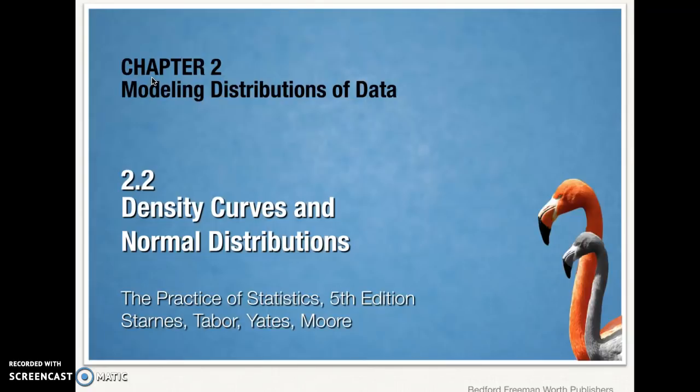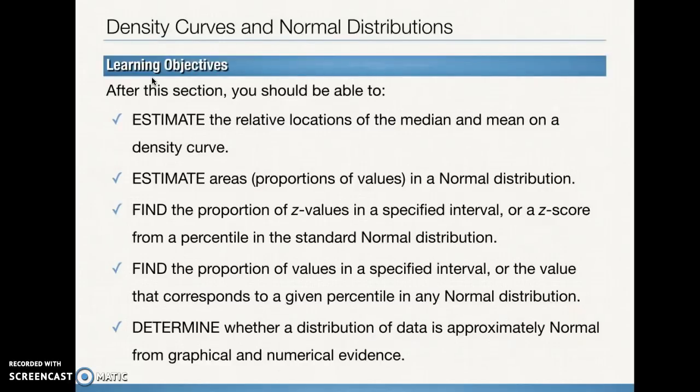This time we're taking a look at Section 2.2, Density Curves and Normal Distributions. We have quite a few objectives in this section, so this video may be in one, maybe in two. To begin with, we have estimate the relative locations of the median and mean on a density curve, estimate areas, or proportion of values or probabilities. We're going to think of those all as the same thing in a normal distribution.